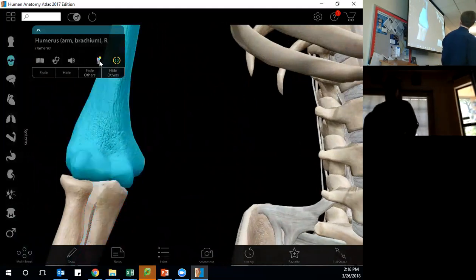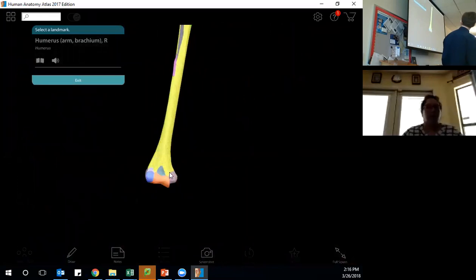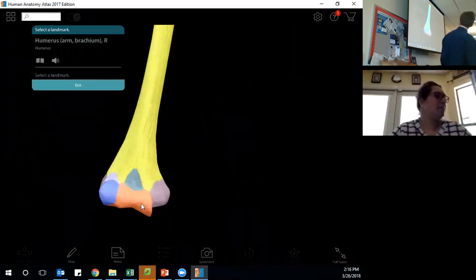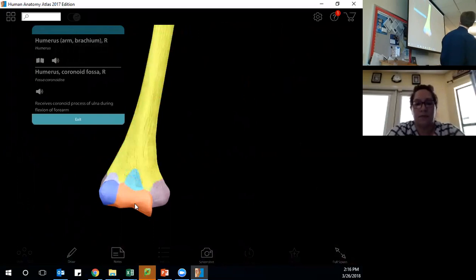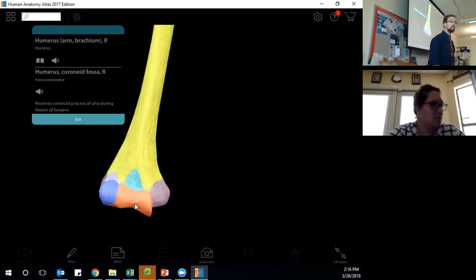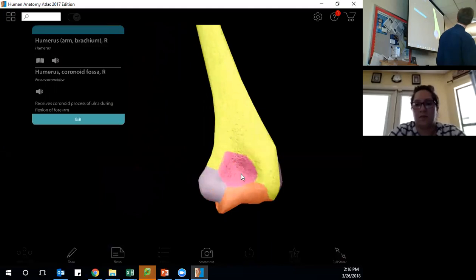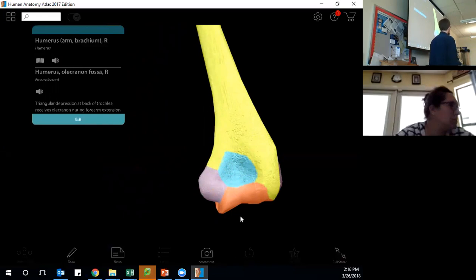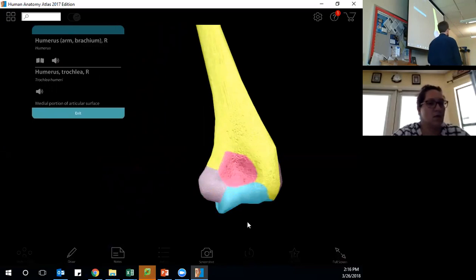So a couple more landmarks. So anterior humerus, this little indentation is your coronoid fossa, which receives the coronoid process. Easy enough. If I flip that around, big pink section here, the olecranon fossa receives the olecranon process. The inside, the articular surface is called the trochlea, which means that that space on the inside of the ulna is the trochlear notch.